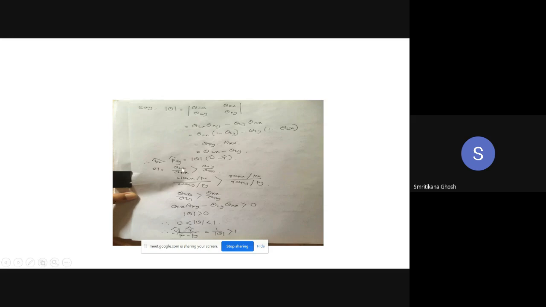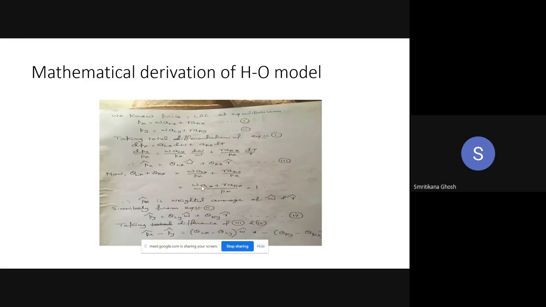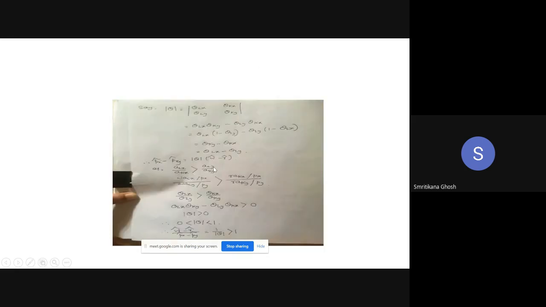Now what happened? W ALX divided by PX, by definition, is theta LX. Similarly, R AKX by PX is written as theta KX. If I replace those by theta, the inequality will be theta LX by theta LY greater than theta KX by theta KY. If I cross multiply and take everything to the left hand side, it will be theta LX theta KY minus theta LY theta KX greater than 0.